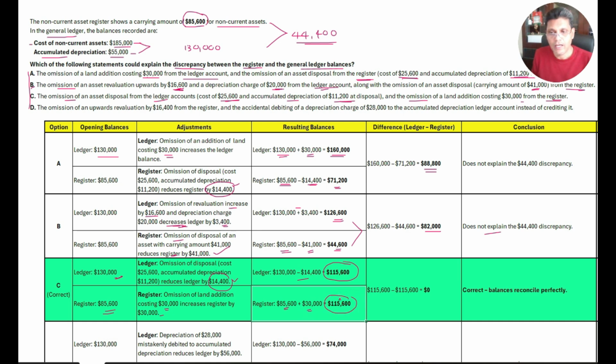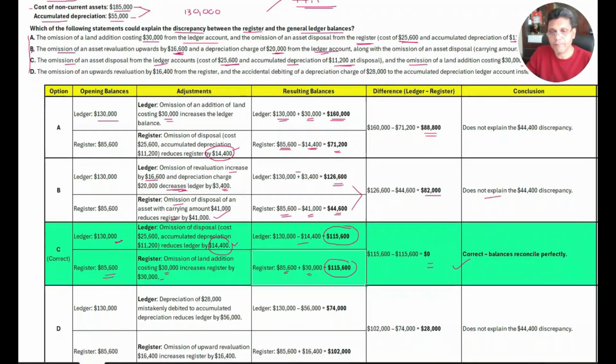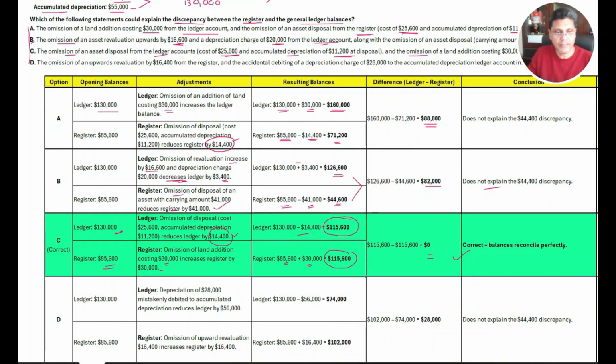So this will match the ledger balance. Therefore, this scenario explains the discrepancy correctly. The difference is 0, so this should be the correct answer. However, let's move on to part D and we will see the impact. What is the impact?